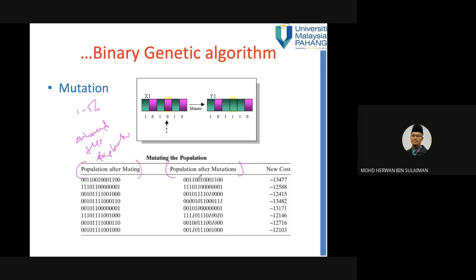But the problem is when you do too many mutations, sometimes your results cannot converge because it diverges too much.